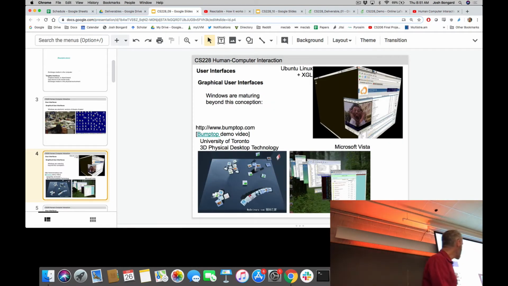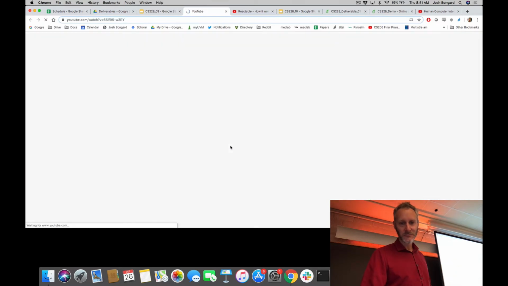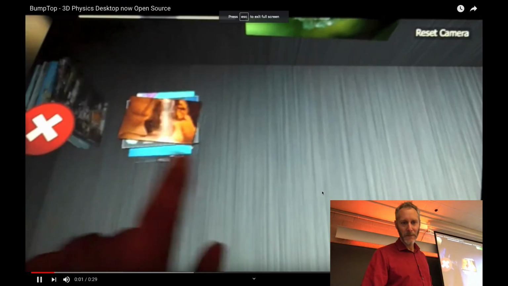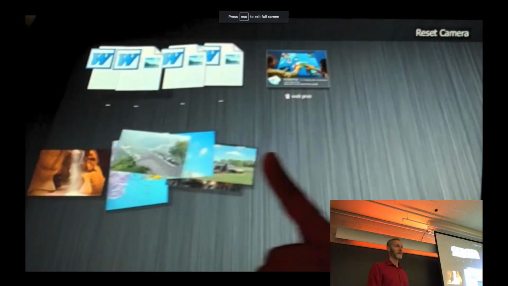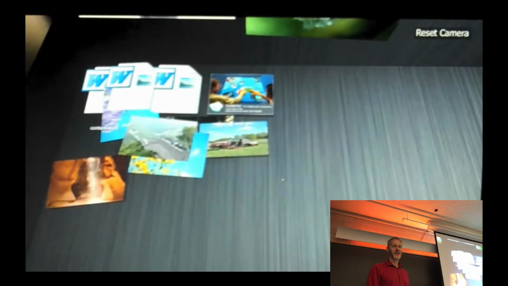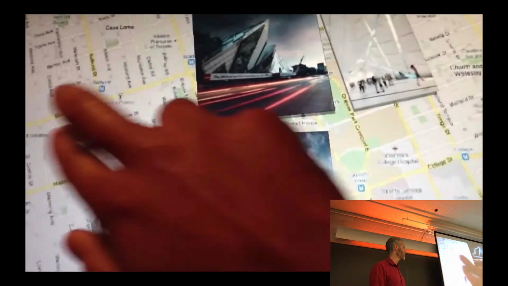There was an attempt back in the day to try and escape the two-dimensional plane by making lots of interesting eye candy and sort of escape the 2D plane. How many of you use a more than two-dimensional desktop? I don't. It didn't really seem to work. We will look very briefly at the Bumptop demo here. Still the two-dimensional plane, so not a tangible user interface, but sort of virtual tangible interface.